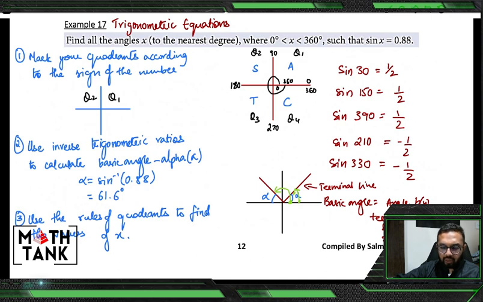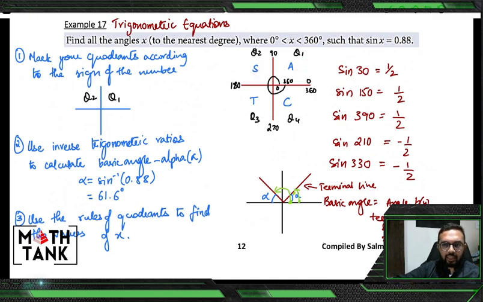You first mark your quadrants if you are solving a trigonometric equation like that. When I say mark your quadrants, it means that you have to point out what quadrants you think your answer should lie in based on the positive or negative sign of this number. So if sine is positive, it lies in the first and second quadrants.